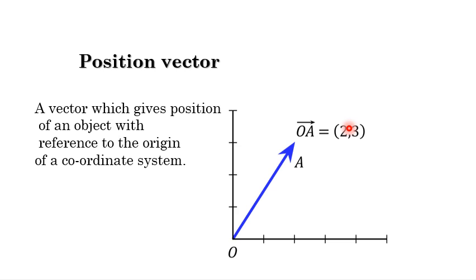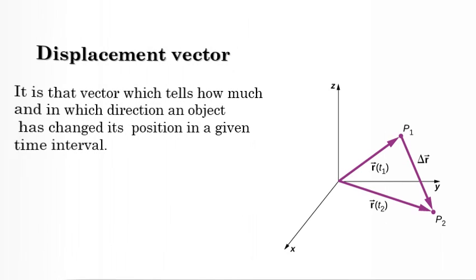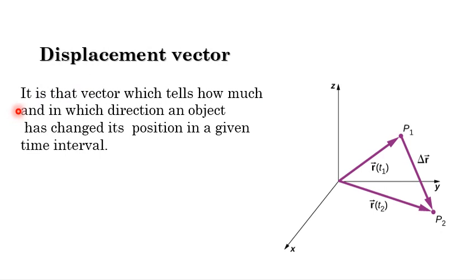So what does your position vector denote? It denotes the position of A with respect to the origin O. So this blue vector represents your position vector, and how we write it: O A bar, or you can say O A vector. Let's move on to displacement vector. It is a vector which tells how much and in which direction an object has changed its position in a given time interval.